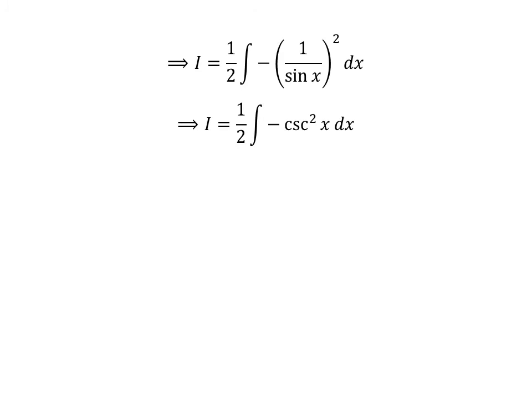We know 1 upon sine of x is cosecant of x, so I is equal to half of the integral of minus the square of cosecant of x with respect to x.